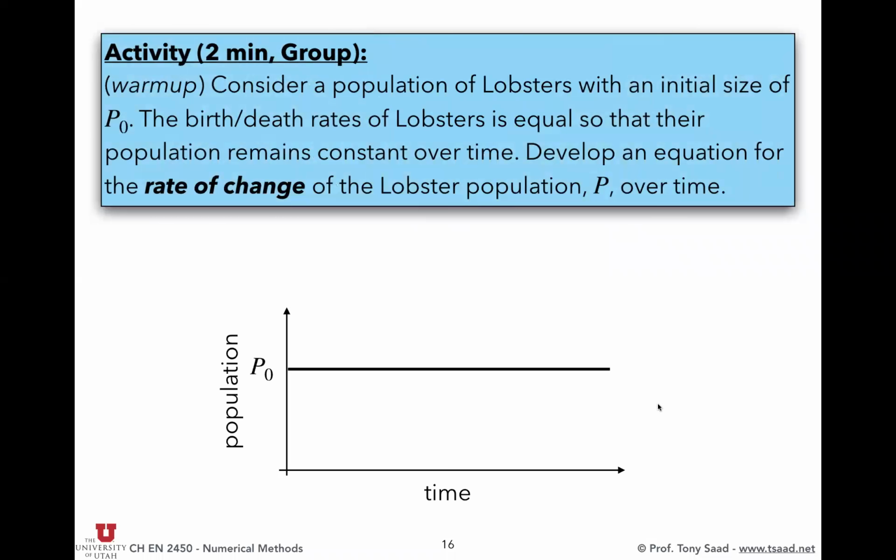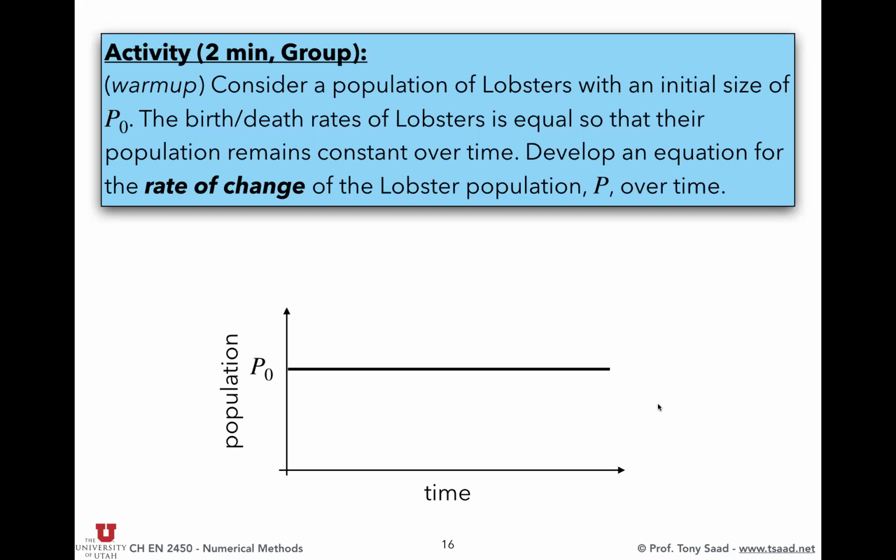So now, as a warm-up, the first thing I want you to do is, again, an activity. I'll give you 1 minute. There's a typo here. Consider a population of lobsters with an initial size of P0. The birth and death rates of lobsters are equal. So for every lobster born, a lobster is eaten, okay? So that their population remains constant over time.